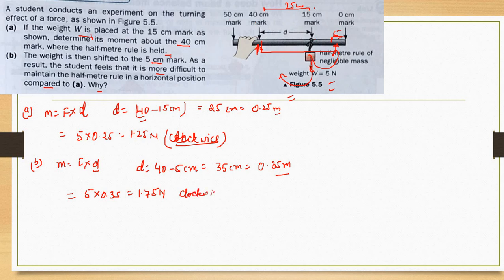So if you look and compare with A, it was 1.25 and here 1.75. So obviously this is bigger. So when you have moved the weight to the 5 centimeter mark, it is basically more distance from the pivot point, so the turning effect will be more, right? So he will feel a lot of force acting on this side. So that's why it will be more difficult to maintain the half meter rule. I hope this question is clear now.